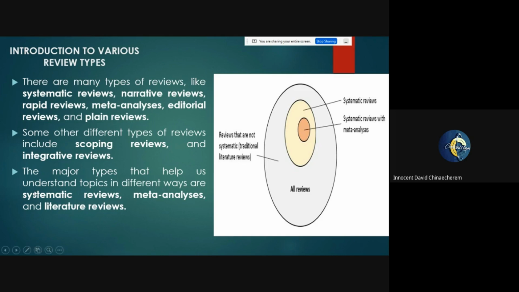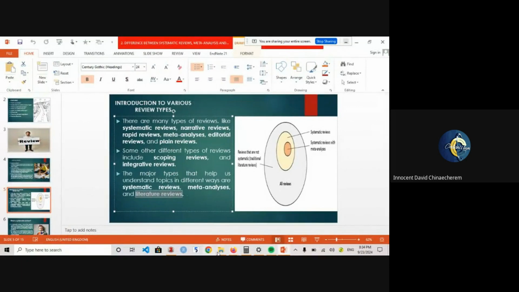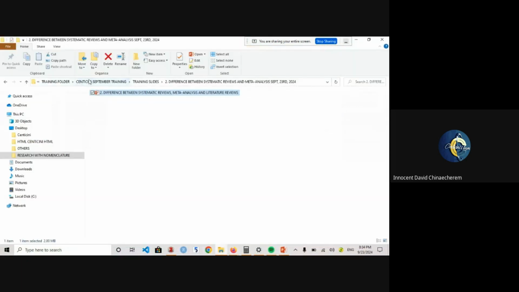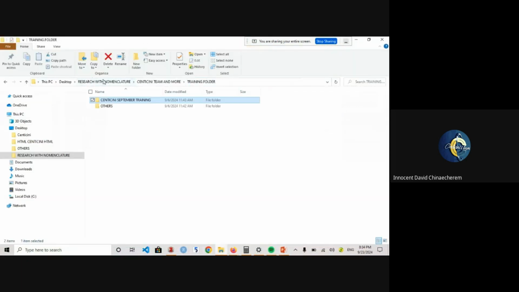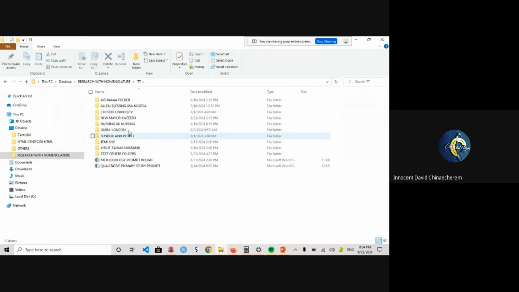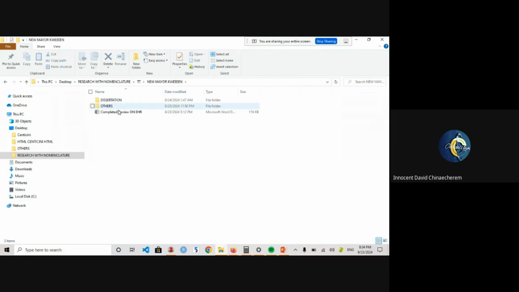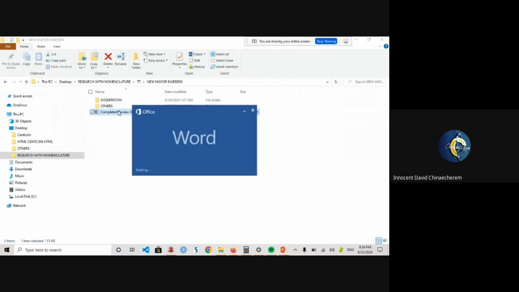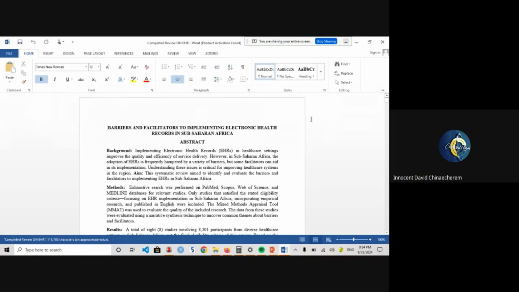Then when you move further, if you're doing a full PhD systematic review dissertation, then in your 4th and 5th chapter, that's where you perform a systematic review, where you're going to synthesize findings. So I'm going to show an example of what I mean by opening a file to demonstrate what I'm trying to talk about. This is a full systematic review dissertation on barriers and facilitators to implementing electronic health records in sub-Saharan Africa.